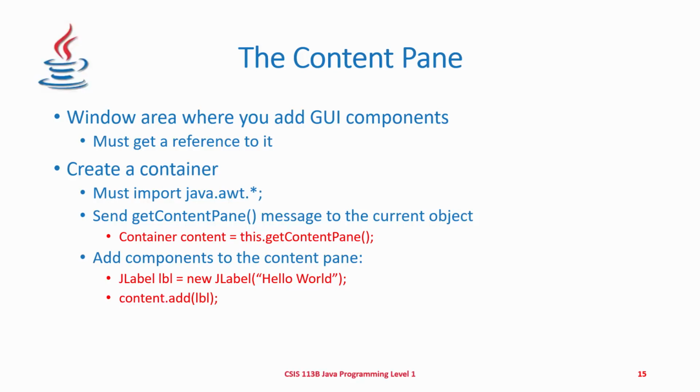Now that creates the instance of the JLabel as LBL, but we still need to add it into our content pane. So we use the name that we assigned to our content pane, which is content, and then we use the add method, so .add, and then inside of the parentheses what we want to add to the content pane, which is our LBL object.